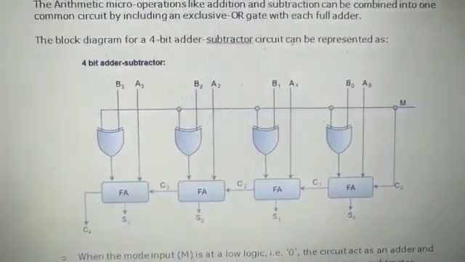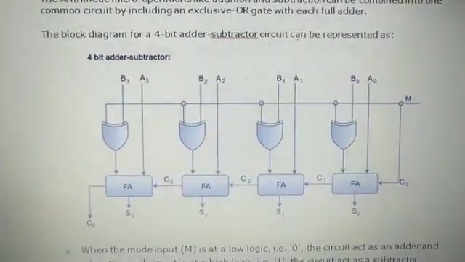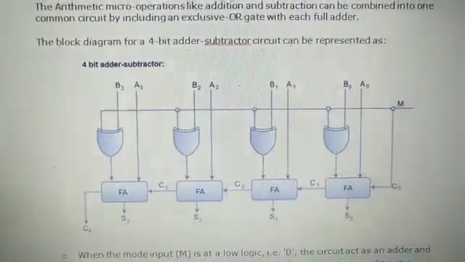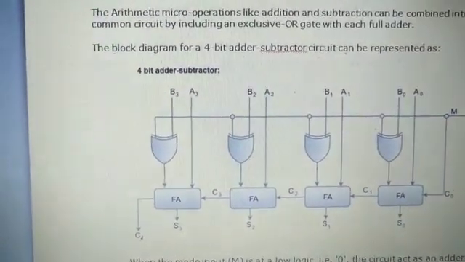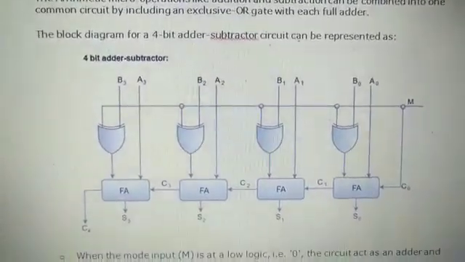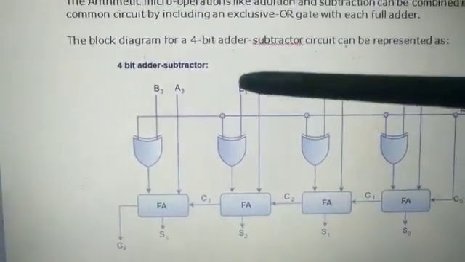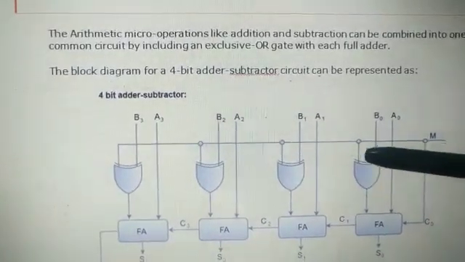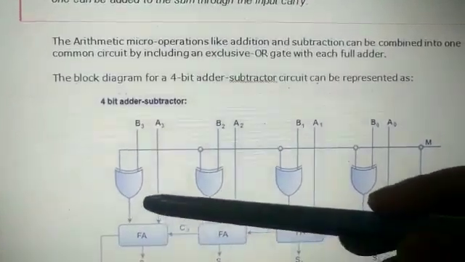In the second complement method, what we will do is find the second complement of B0, B1, B2 and B3. That is why you can see B0, B1, B2 and B3 all passing through the XOR gate, to find B0 complement, B1 complement, B2 complement and B3 complement.